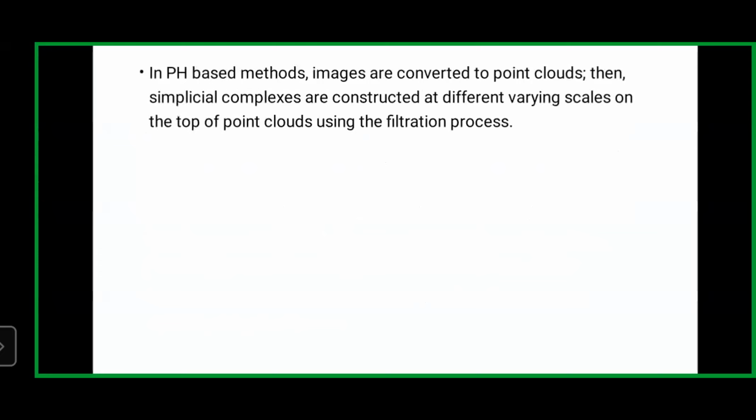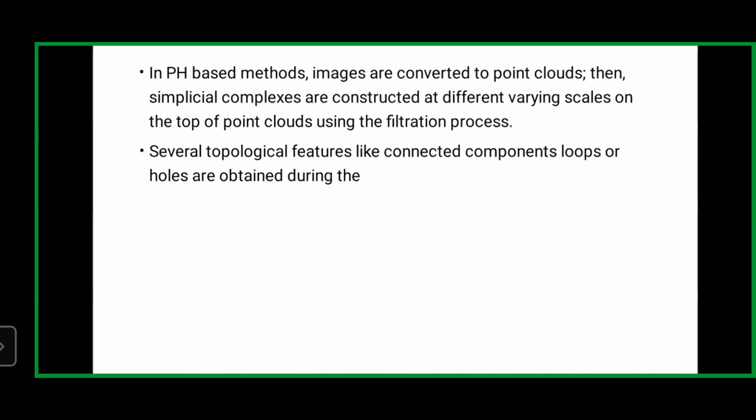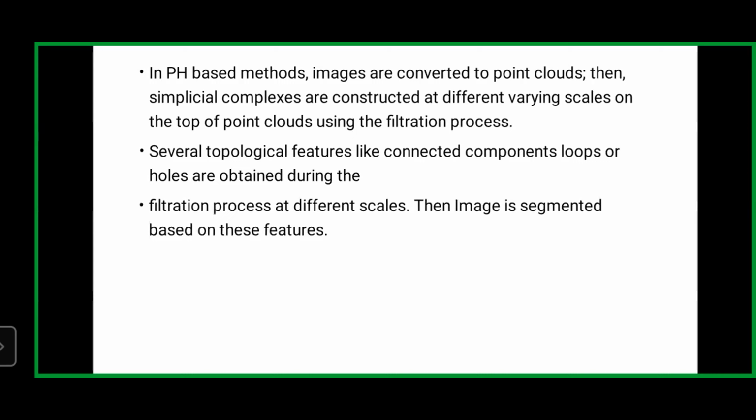In persistent homology, images are converted to a point cloud, then a simplicial complex is constructed at different varying scales on top of the point cloud using the filtration process. So several topological features like connected components, loops, or holes are obtained during the image segmentation process. In the filtration process at different scales, the image is segmented based on these features.